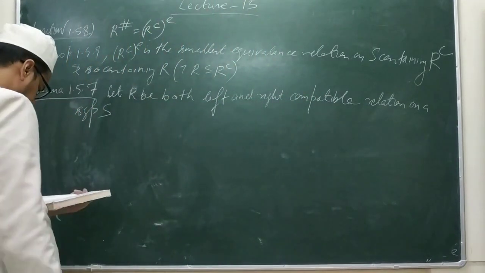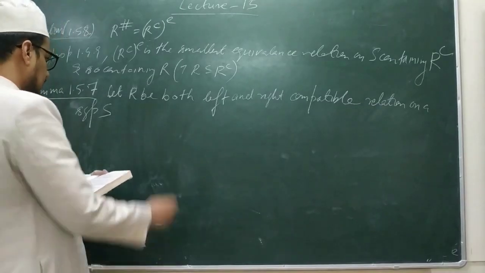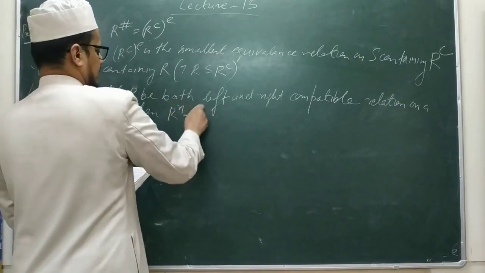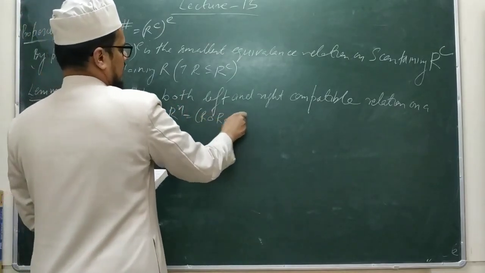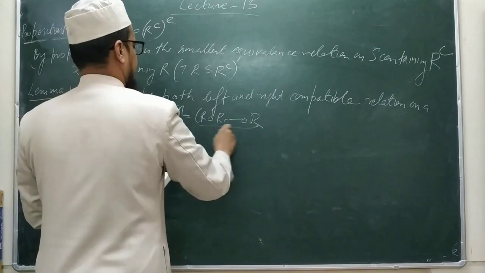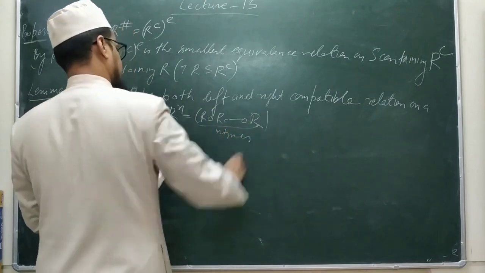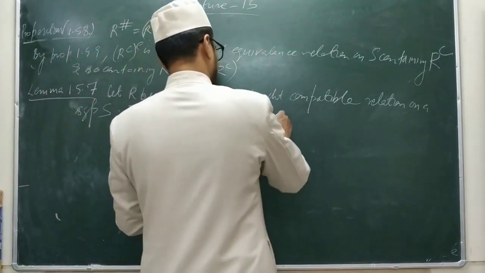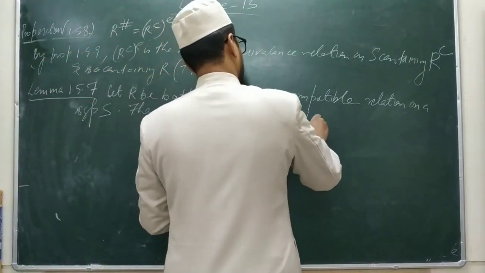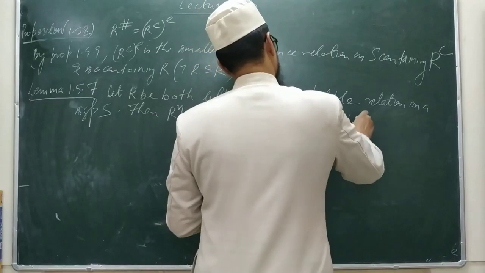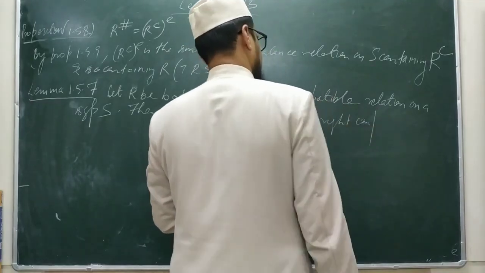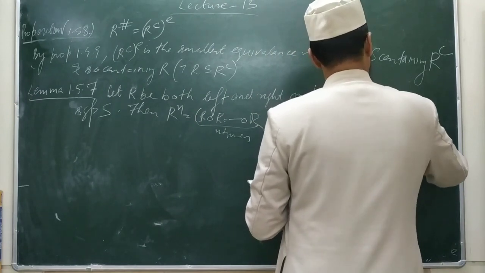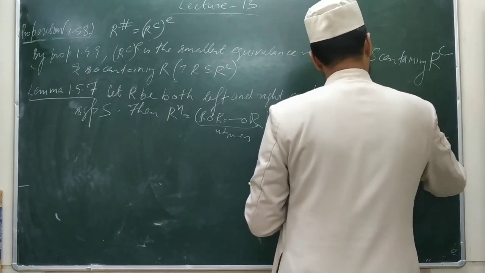Semigroup S, then R to the power n, that is R composed with itself n times, is left and right compatible for every n greater than or equal to 1.